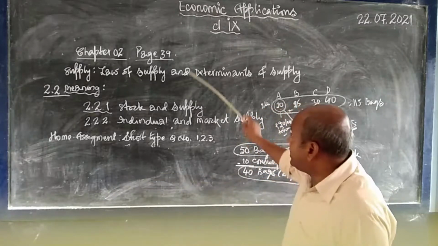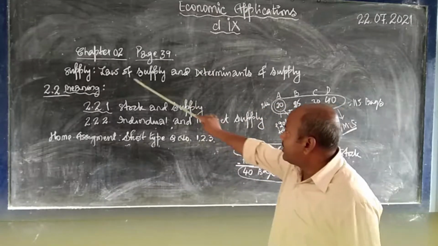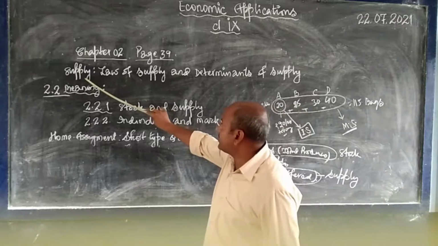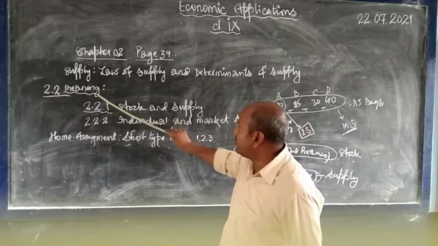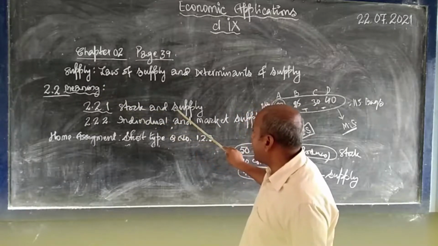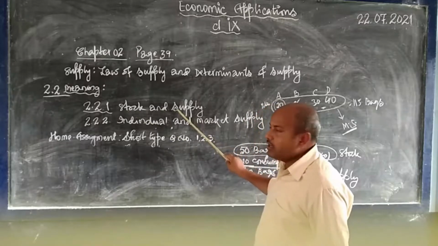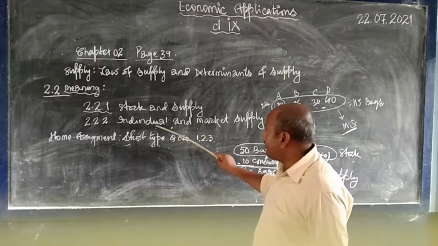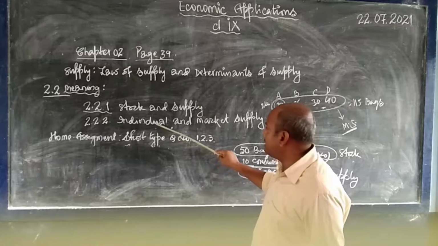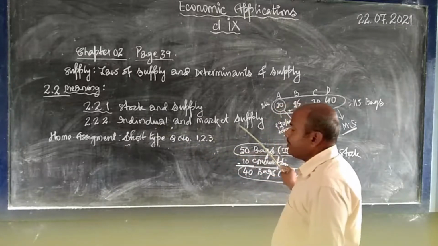So at the end of this class, what we have learned is the definition of supply, the difference between stock and supply, and finally the definition of and difference between individual and market supply.